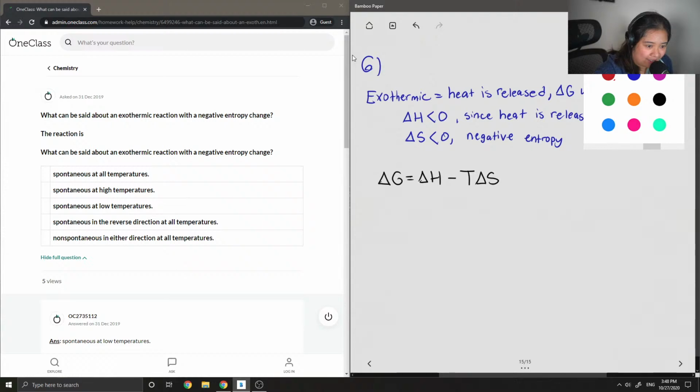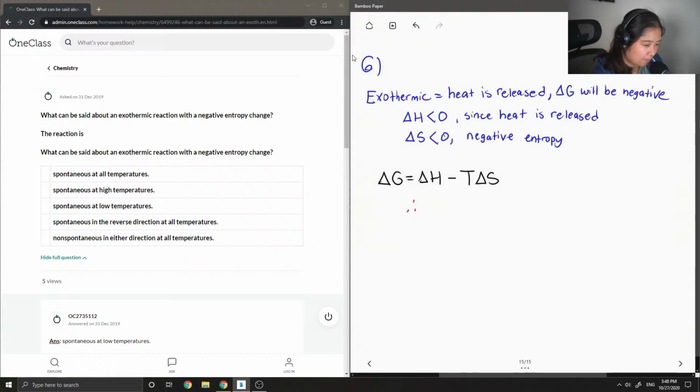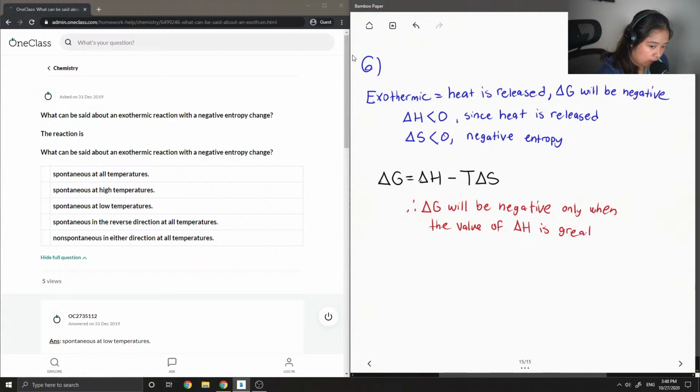So let me write down the explanation. So delta G will be negative only when the value of delta H is greater than the value of temperature times your entropy. And I'll just put in brackets when entropy is negative.